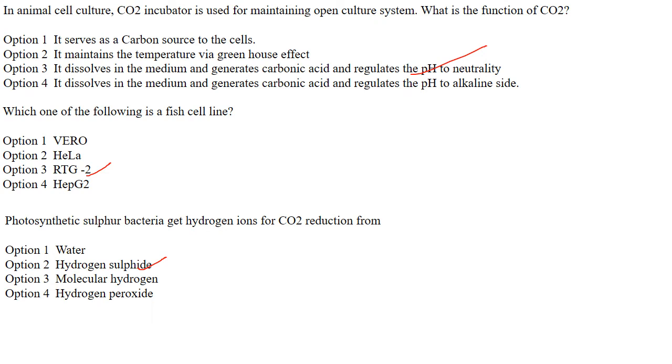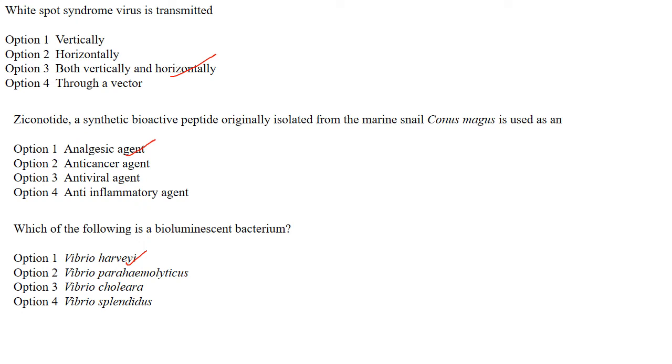Then, photosynthetic sulfur bacteria get hydrogen ions for carbon dioxide reduction from hydrogen sulfide. Then, white spot syndrome virus is transmitted both vertically and horizontally. Ziconotide is a synthetic bioactive peptide originally isolated from the marine snail Conus magus. It is used as an analgesic agent. Which of the following is a bioluminescent bacteria? It is Vibrio harveyi. Answer is option 1.